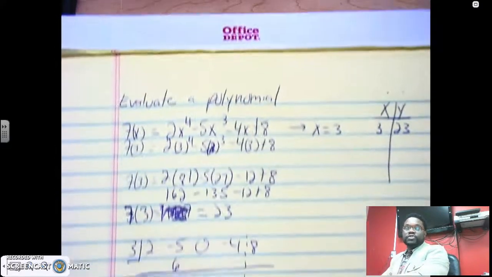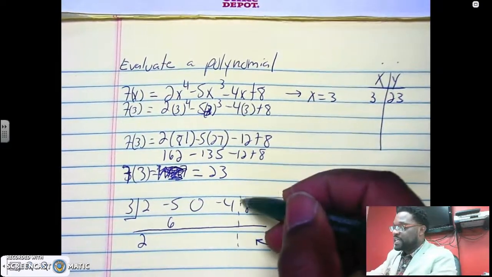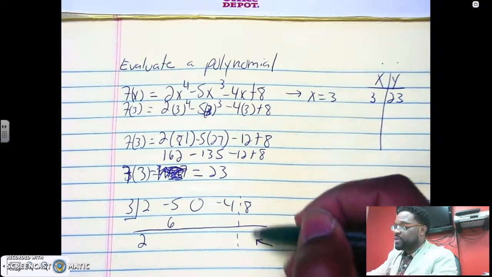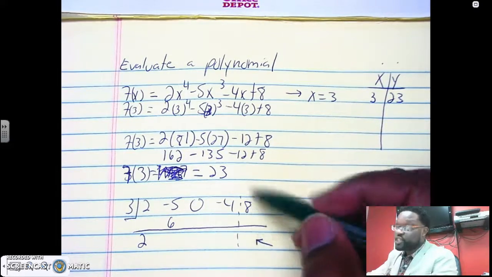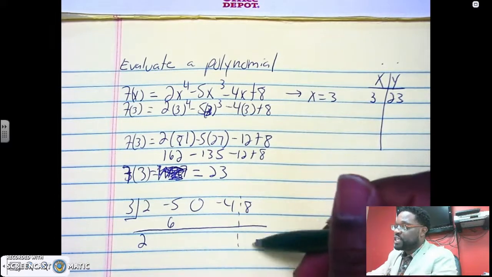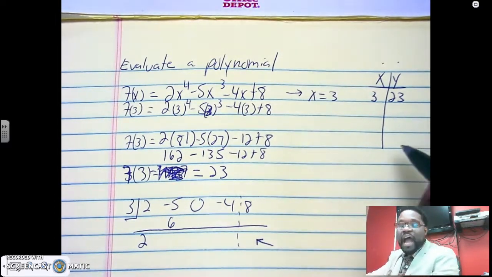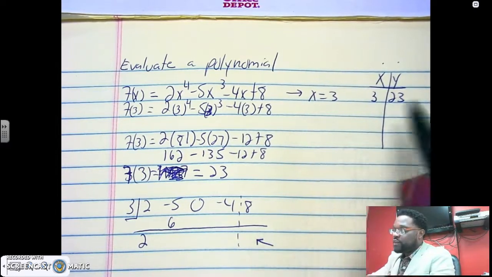You can also do synthetic division and do the same thing, except the last column is not your remainder here, but it should give you 23. If you do synthetic division, the last number that you get should be what you would get if you substitute. So this is another way of figuring out what your value will be.